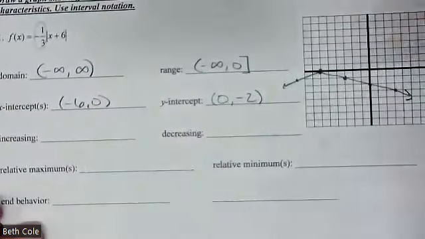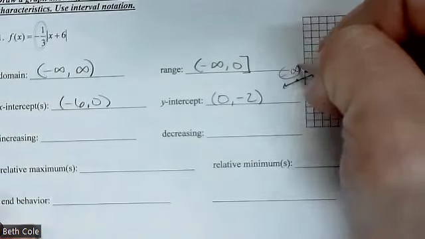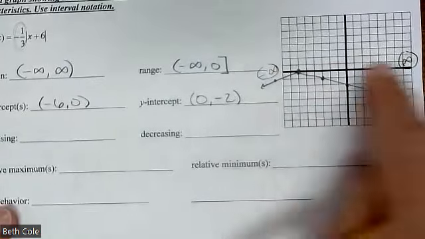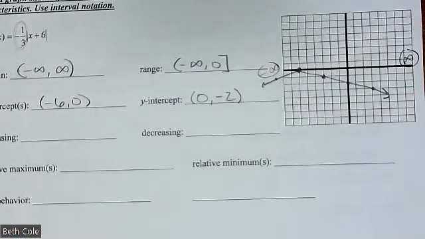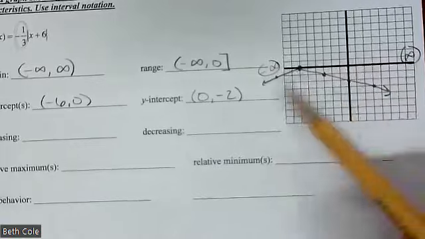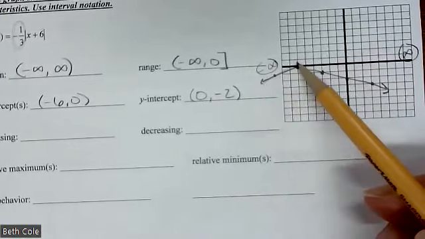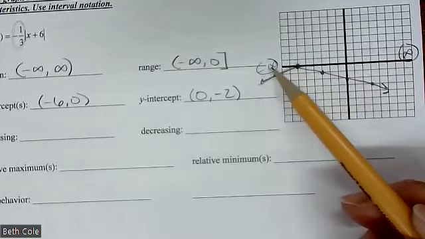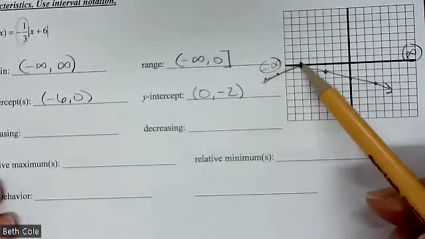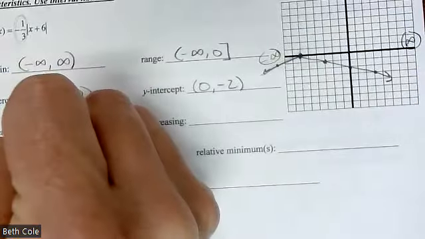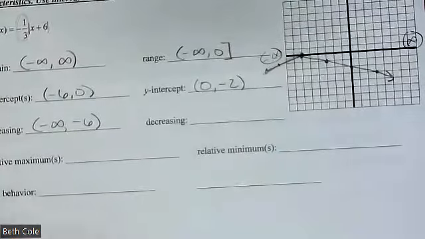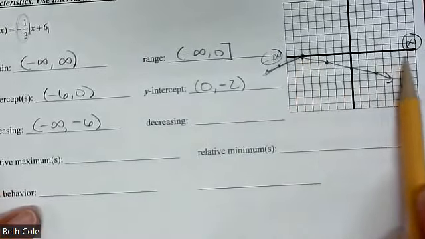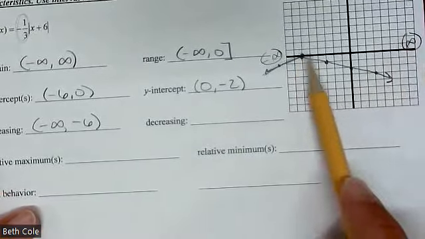Increasing, decreasing. If it helps you, label the left end negative infinity and the right end positive infinity on your x-axis. I mean, it's not a requirement. I'm just saying, hey, it's helpful. What is the graph doing first as you go left to right? Good. Increasing. So increasing is negative infinity until where? -6. Good.